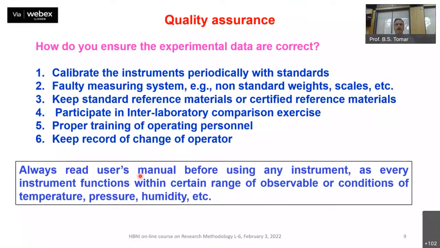Then always read the user's manual before using the instrument, as every instrument functions within a certain range of conditions of physical parameters like temperature, pressure, humidity, etc. If you read the manual, you know in what range of these parameters the instrument functions. For example, with laser systems, high humidity creates problems. You may have to have dehumidifiers in the laboratory, or control particulate concentration. All those things are important for proper functioning of your instruments.